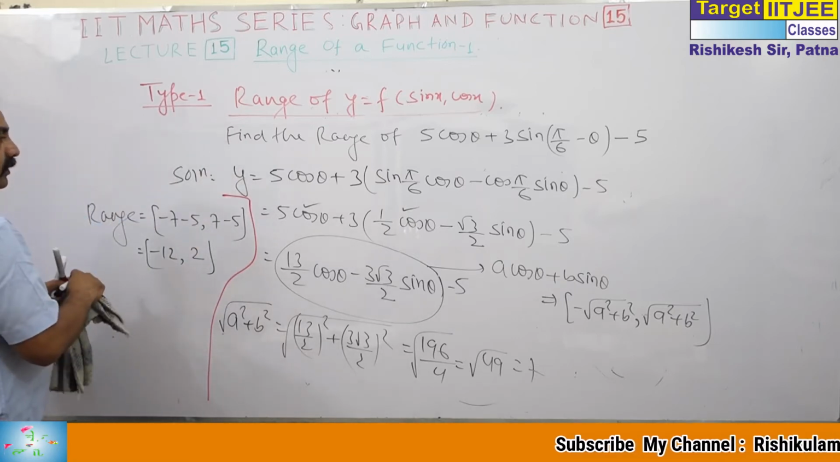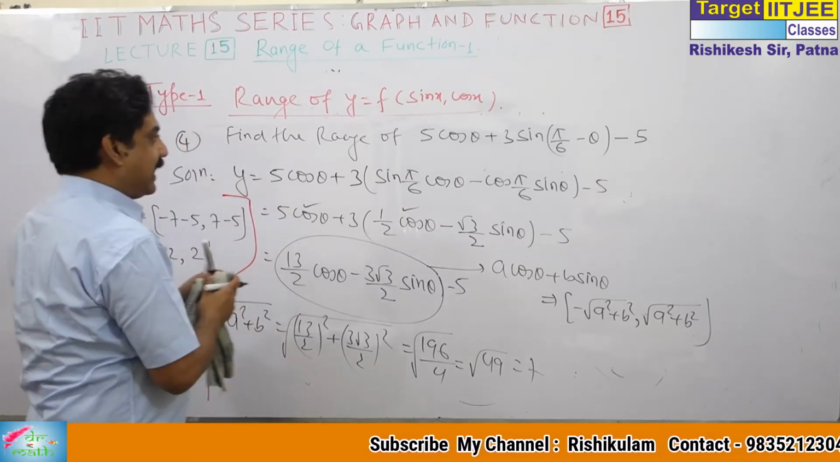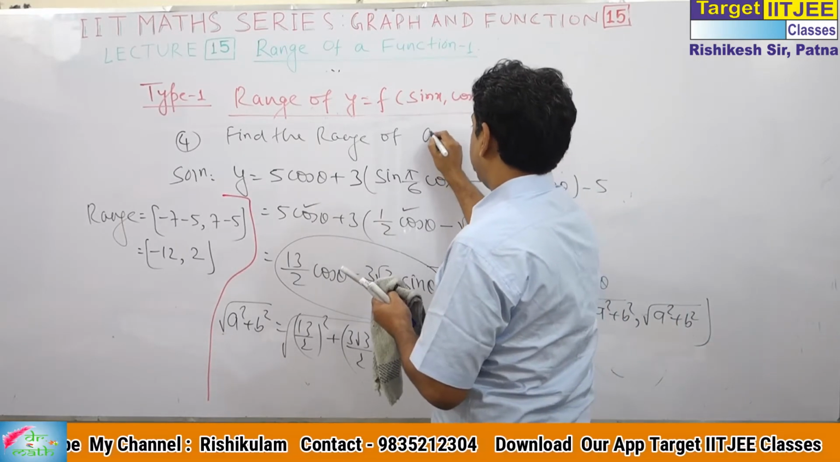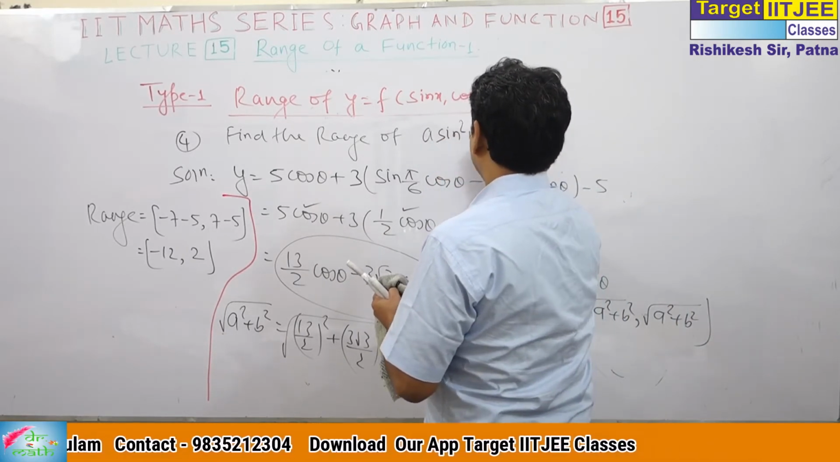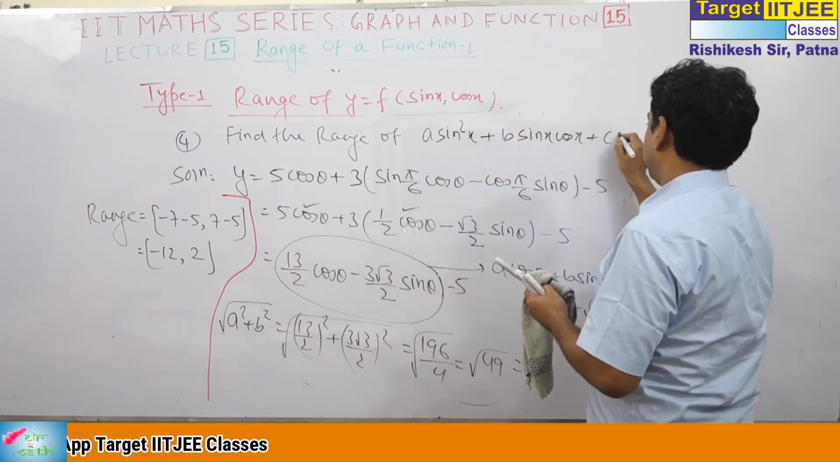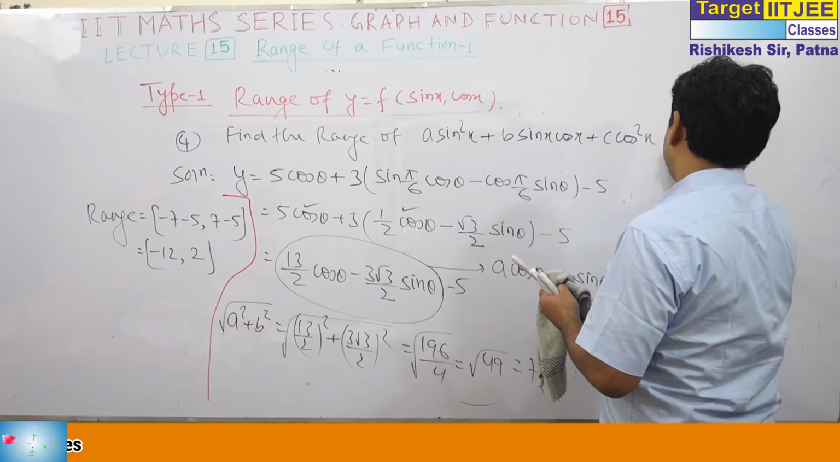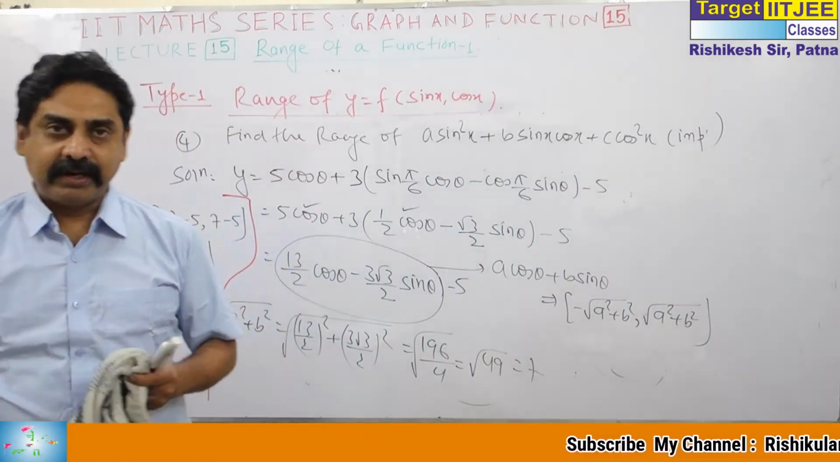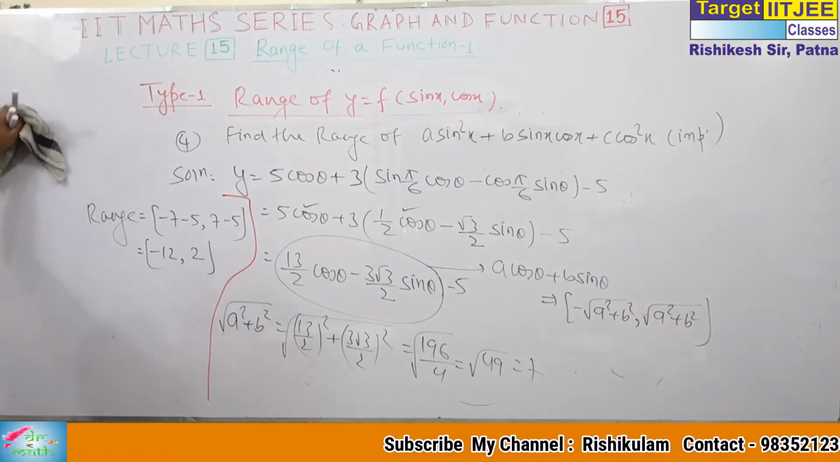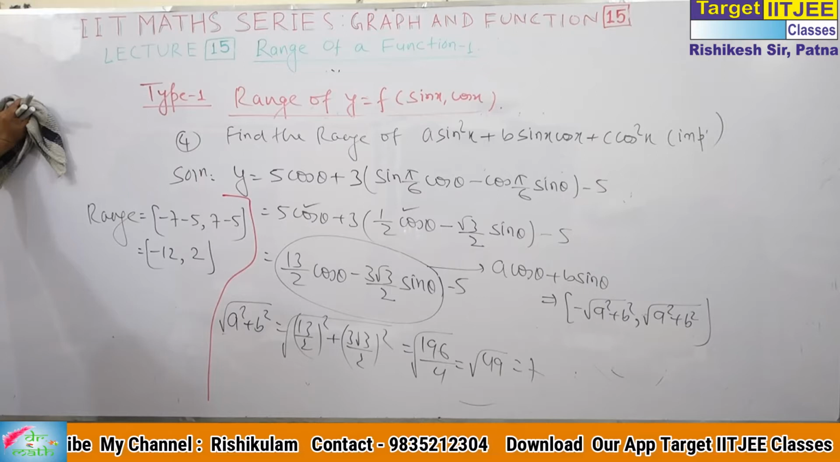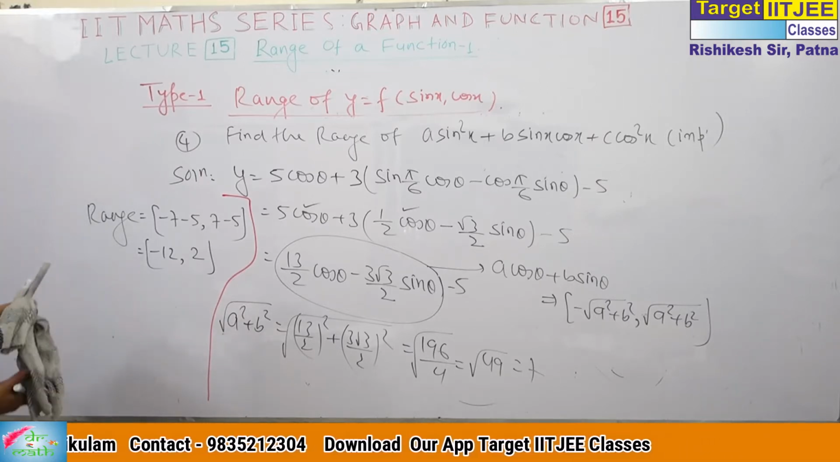Now, come to the next question. Question number 4. Find the range of, I am making the general case, A sin square x plus B sin x cos x plus C cos square x. Important, this will work in a lot of questions. I am taking general data. This is important.